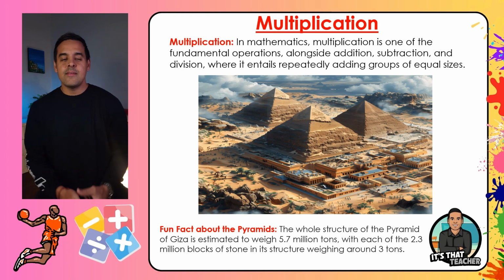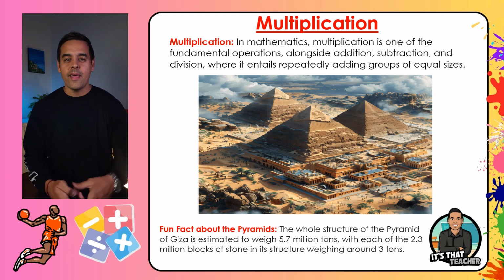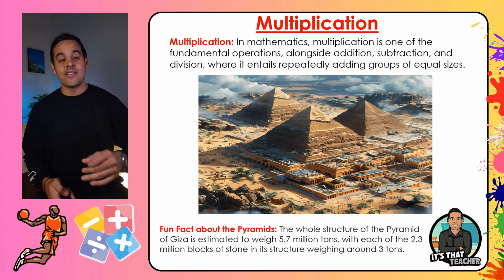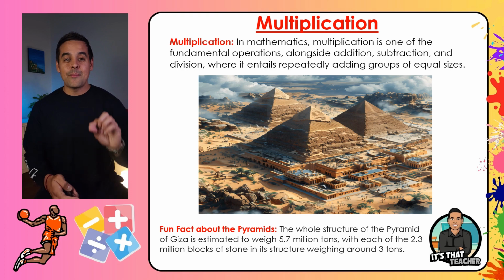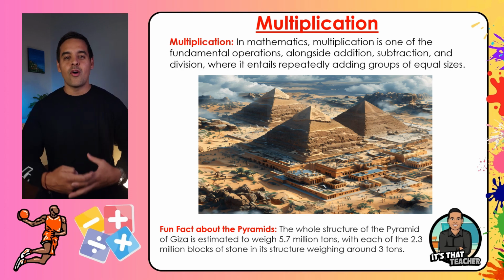So before we get into the lesson, here's a fun fact which actually involves multiplication. Fun fact about the pyramids. The whole structure of the Pyramid of Giza is estimated to weigh 5.7 million tons, with each of the 2.3 million blocks of stones in the structure weighing about 3 tons. So 3 tons times 2.3 million blocks equals 5.7 million. It's one of the heaviest buildings on Earth to this day. Just a cool fact which involves multiplication.